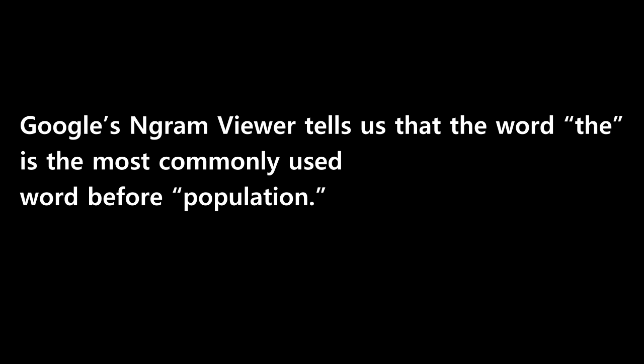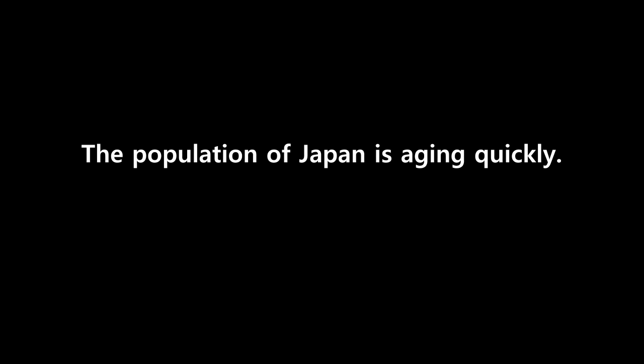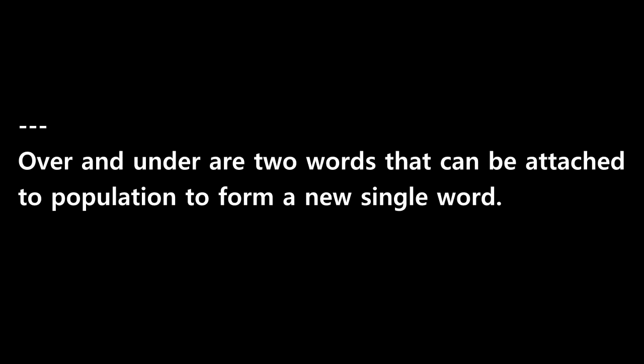Google's Ngram Viewer tells us that the word the is the most commonly used word before population. So, you are very likely to hear or read something like this. Experts said the population declined by 1%. And what about the most commonly used word after the noun population? We find that the short word of is the most common by far. So, you are very likely to hear or read something like this. The population of Japan is aging quickly.